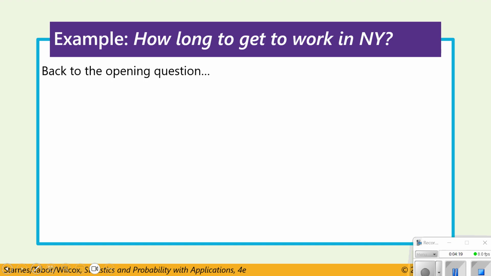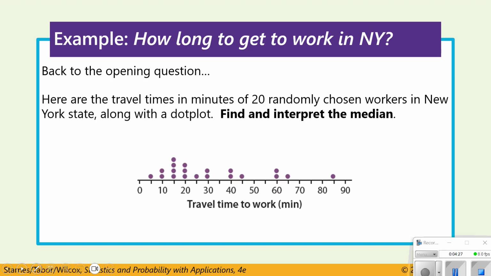Okay, back to our opening question where we were talking about the 20 people that were giving us our work travel times back at the beginning. Let's find and interpret the median here. Now, we can do this from the dot plot. That's totally okay to do, or you can write these out as a single line of data from small to big, whatever you want to do.